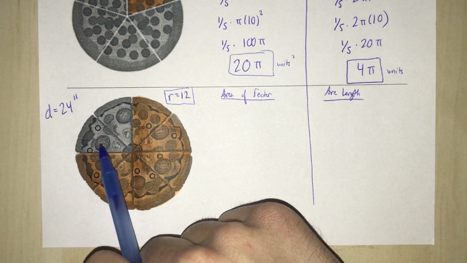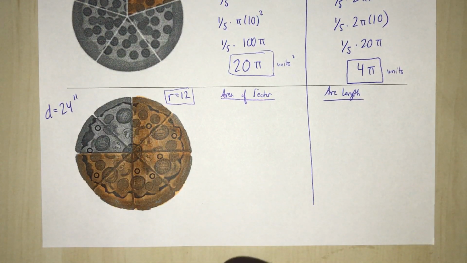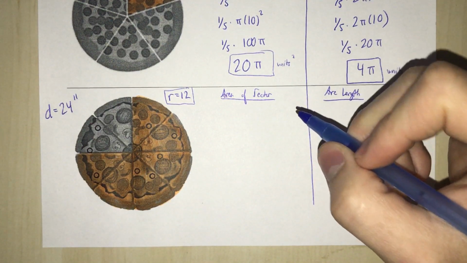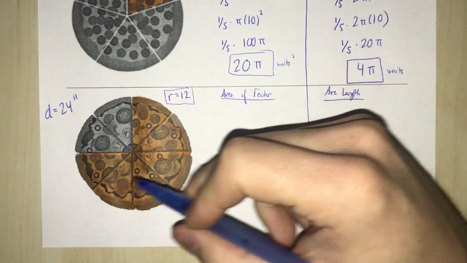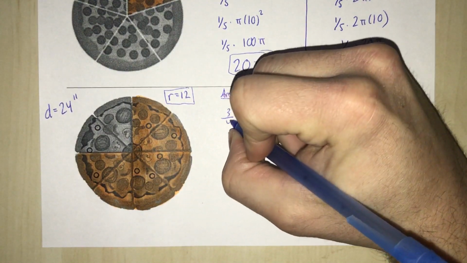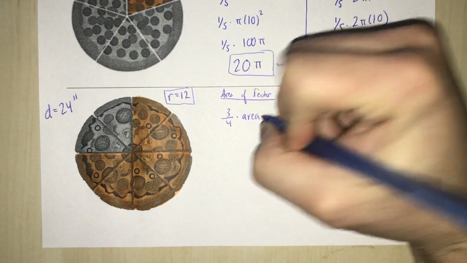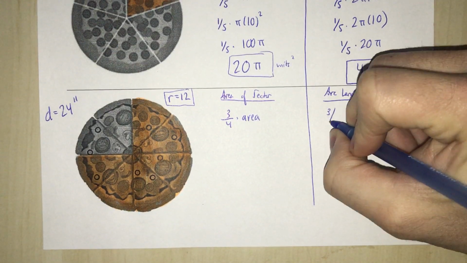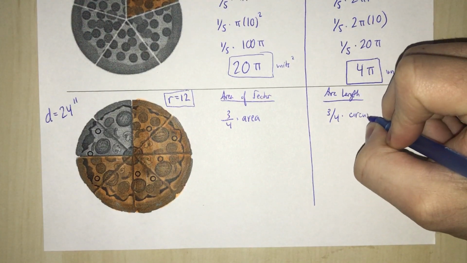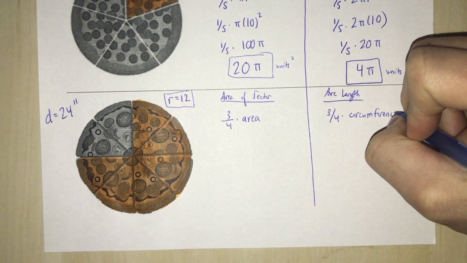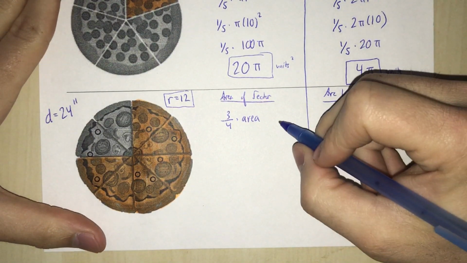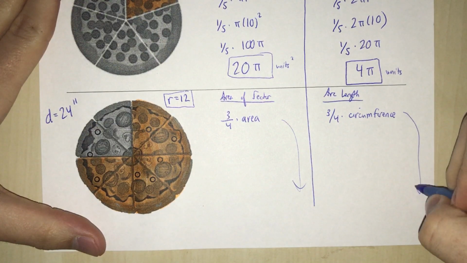If you see that there's 8 slices of pizza, and I have 6 of the 8 slices, you could, if you wanted to, write 6/8 of the area. You could do that. But you guys should know 6/8 is really 3/4 of the total area. Okay? And this over here is 3/4 of the circumference. And again, you can continue this down on your own.